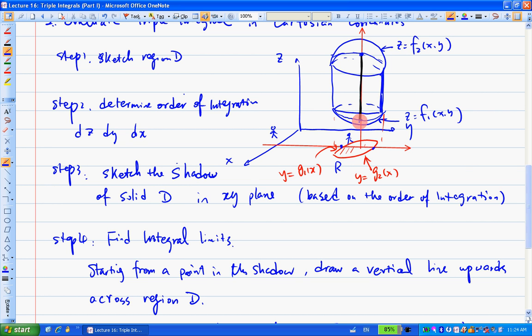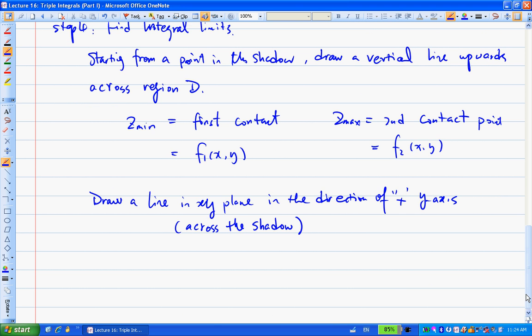So this is sort of the second sweep. After this sweep, you end up with a certain cross section, depending on the region. But we're looking for the mean and max of y. So how do we determine that? We look at the first contact and the second contact of the line that you draw with respect to this region R, or the shadow.